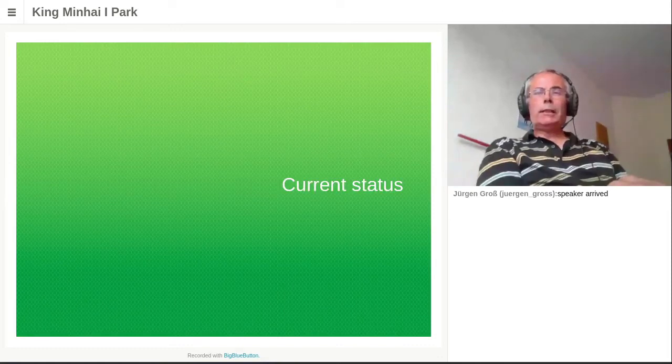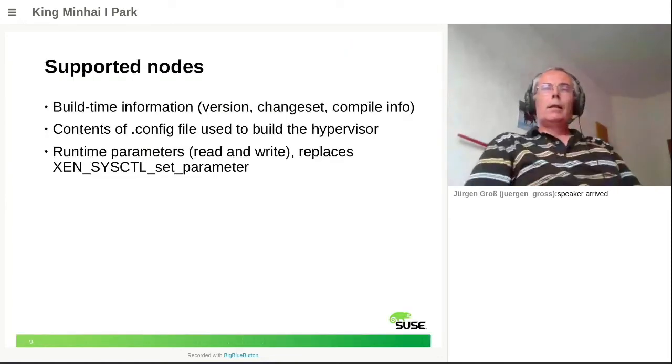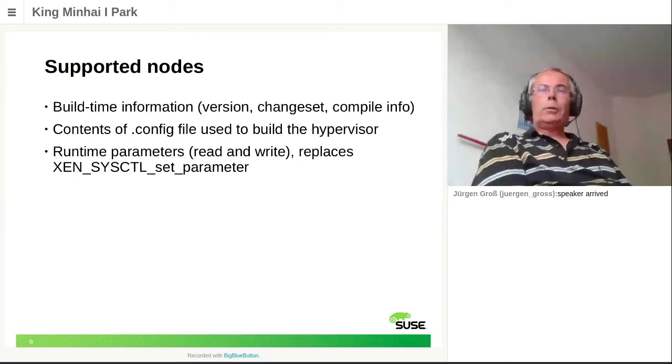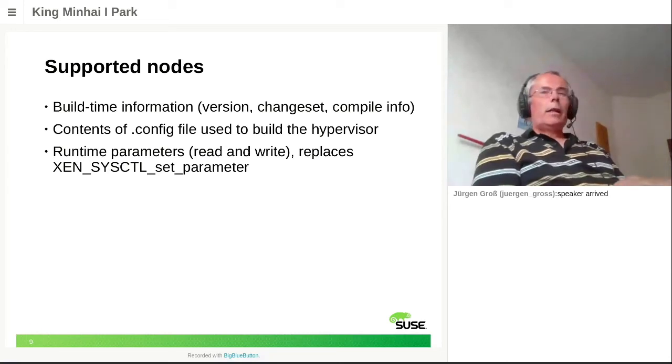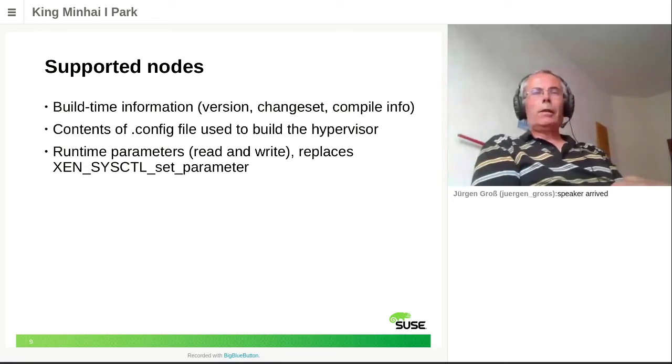So what is the current status of the file system? As I've showed in the tree output before, there's some build time information included in the file system right now. There are the contents of the .config file used to build the hypervisor. This can be configured out. So if this file isn't present, you can't get the reason for it theoretically, because it's of course a .config option, but this has been added in order to be able to build a rather small hypervisor, for example, for embedded use cases.